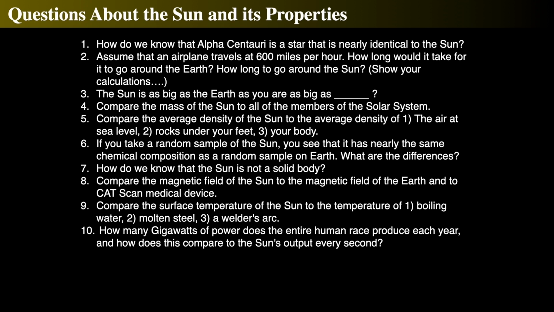Okay, next thing, it's a math sort of problem. Assume that an airplane travels at 600 miles an hour. How long would it take you to go around the Earth, and how long would it take for you to go around the sun? So that's kind of a fun little thing. Try to figure that out.